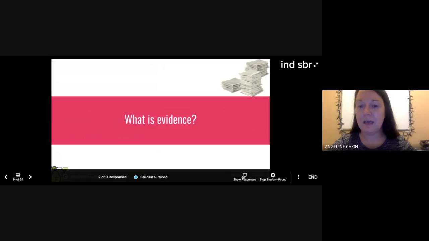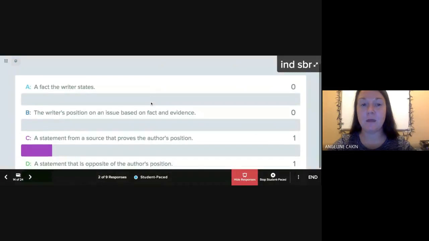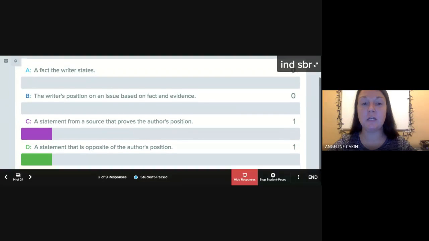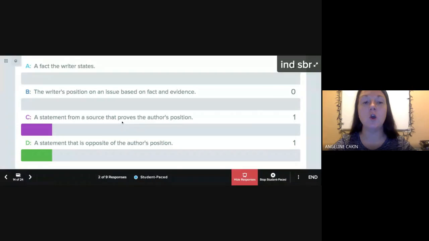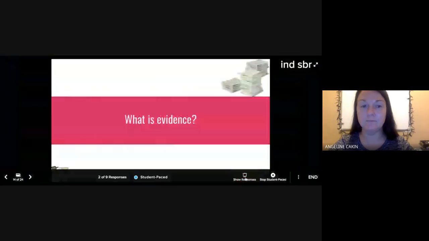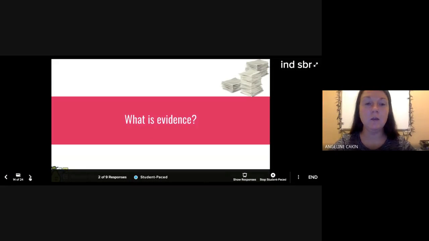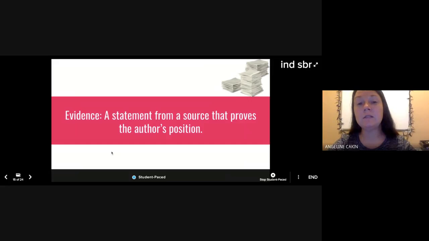What do you think evidence is? The fact the writer states, the writer's position on an issue based on fact and evidence, a statement from a source that proves the author's position, or a statement that is opposite of the author's position? Which one do you think it is? Okay, so evidence is a statement from a source that proves the author's position.